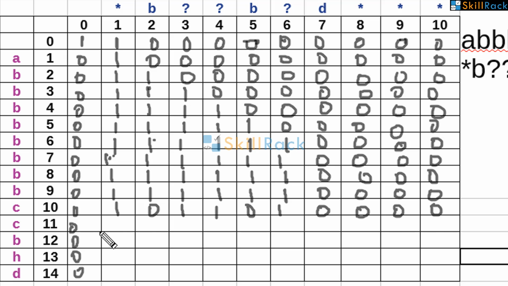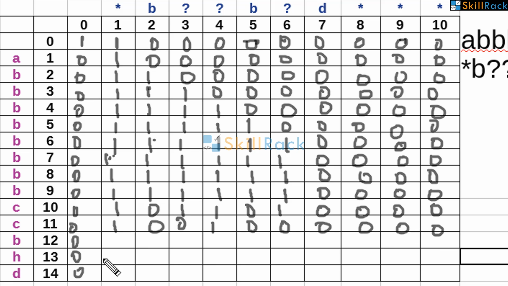So 0, 0, 0. Now coming to C asterisk, it can match and the top is 1. And B, it doesn't match, 0. Question mark, can it match? Yes, it can match but the previous is 0. Question mark, can it match and the previous is 1. So 1 here. And then we have B, can it match? No, 0. Question mark, it can match and the previous is 0. So we have a 0 here. Now D, can it match? No. So we have a 0 over here.